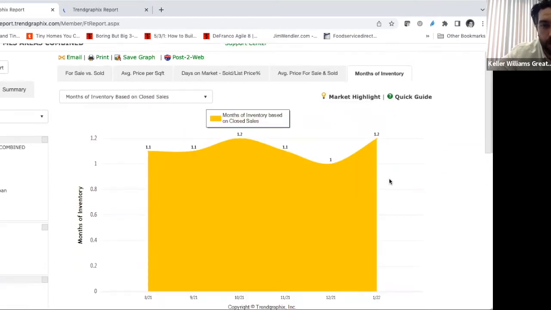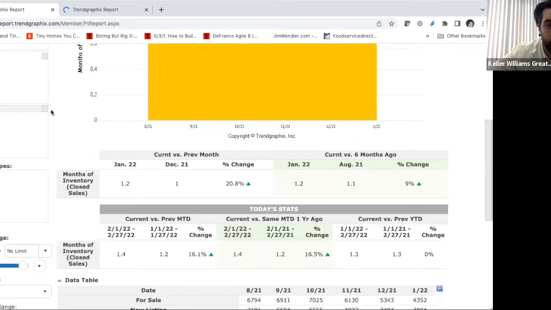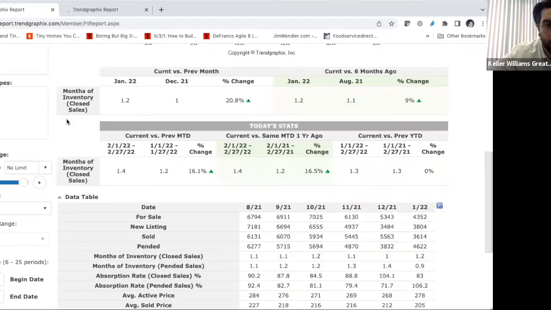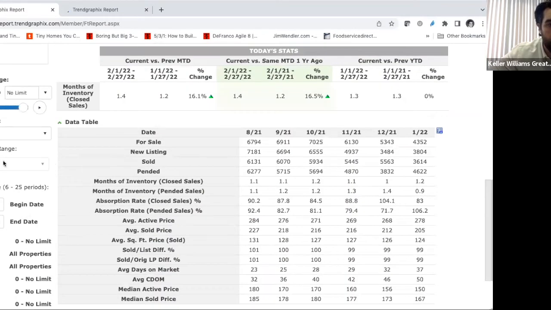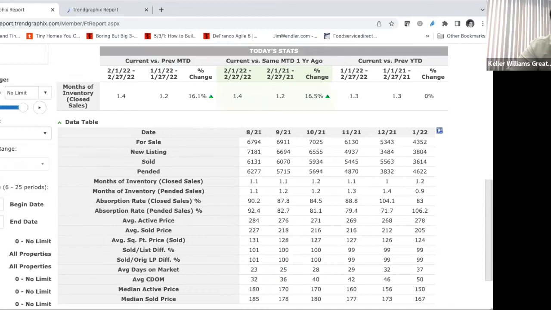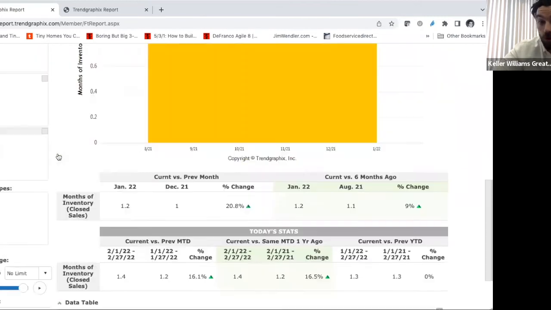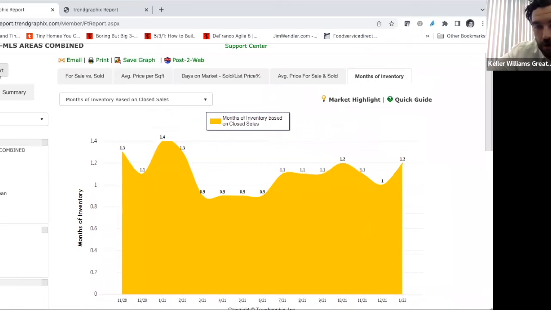months of inventory, not terribly interesting when it's just also low. But again, there is the total market snapshot, as well as the opportunity to get more specific for your clients based on what the property is that they're selling or what the property is that they're looking for.